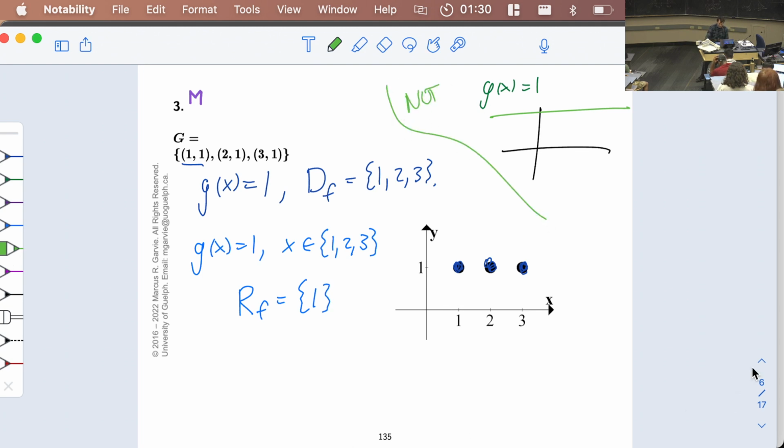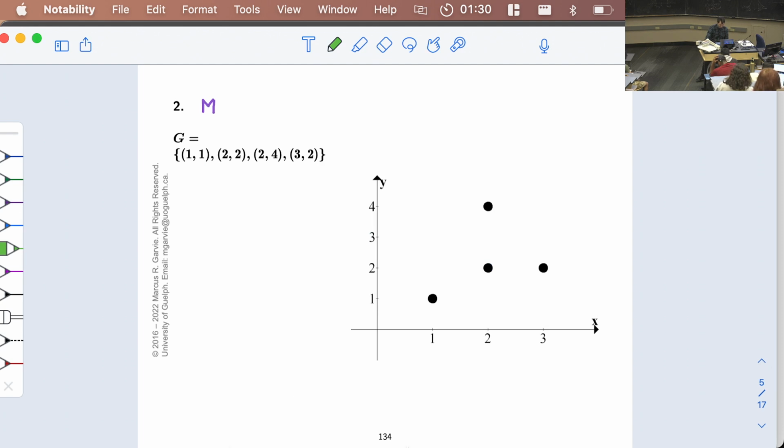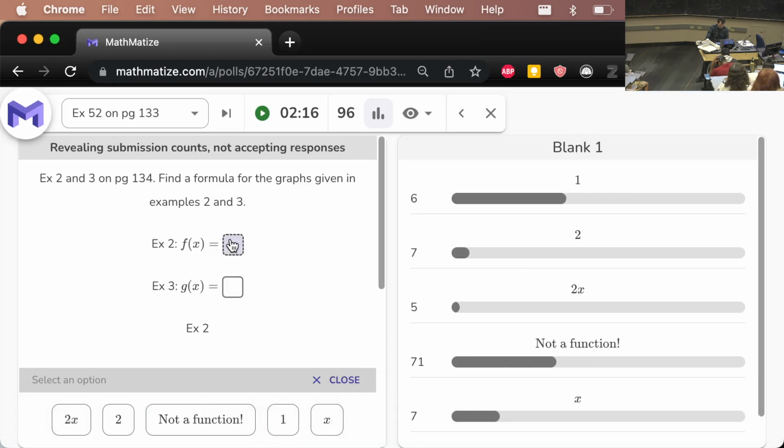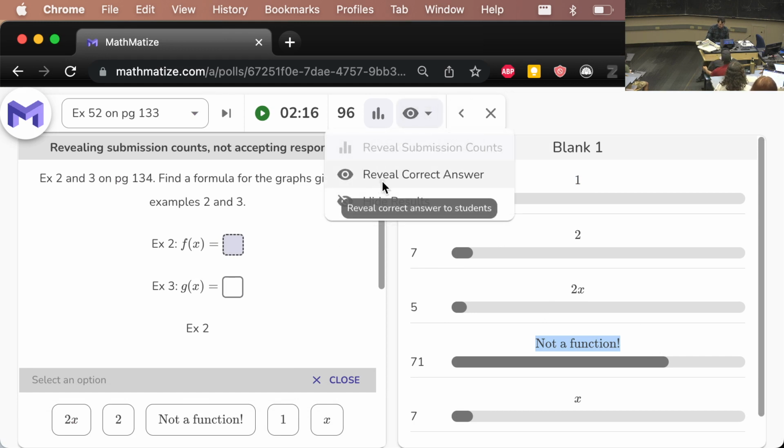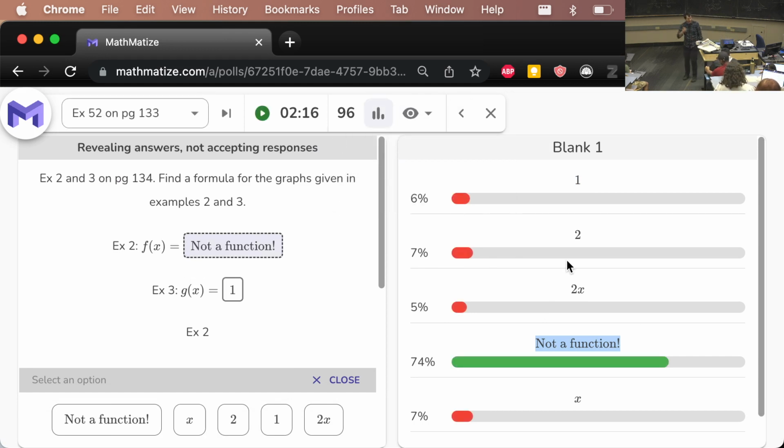All right, let's go back up to this example. This example is trickier. I wonder what people said for this one. In this one, 71 people said not a function, and not a function is the right answer. So very good for people who said that. This one is not a function.